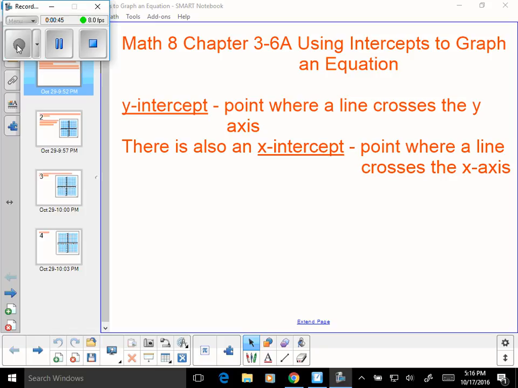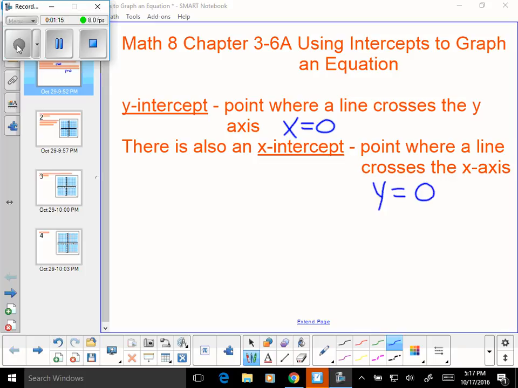Today we're going to be working with what is known as graphing by intercepts. There are actually two intercepts. You are already familiar with the y-intercept. That's where the line crosses the y-axis. X equals 0. There's also an x-intercept, which is the point where the line crosses the x-axis, and that is where y equals 0.